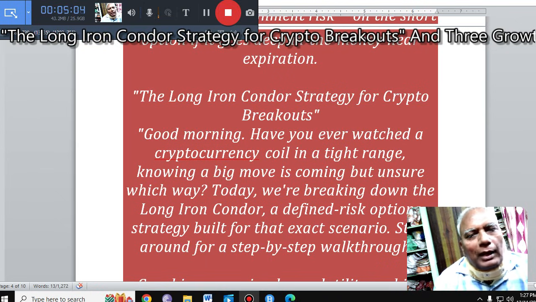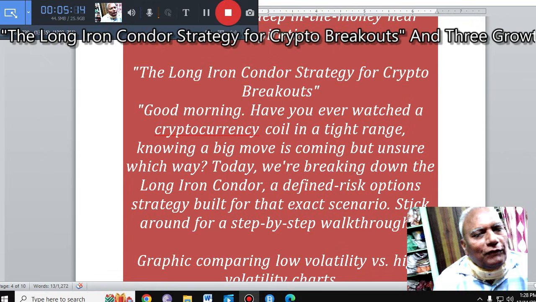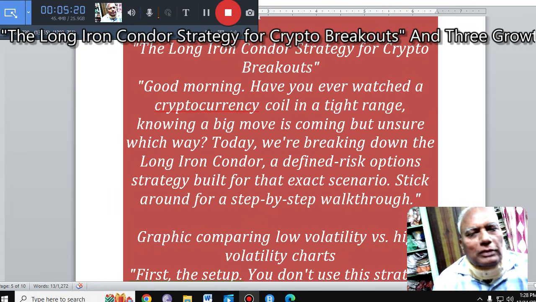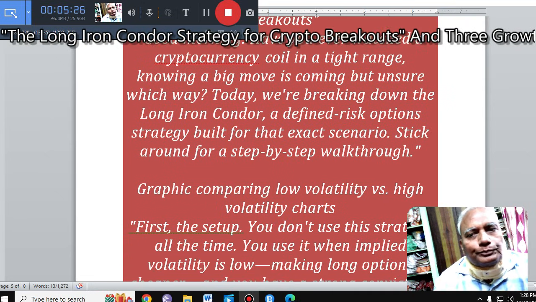Good morning, friend. Have you ever watched a cryptocurrency coil in a tight range, knowing a big move is coming but unsure which way? Today we are breaking down the long iron condor, a defined risk options strategy built for the exact scenario. Stick around for a step-by-step walkthrough.